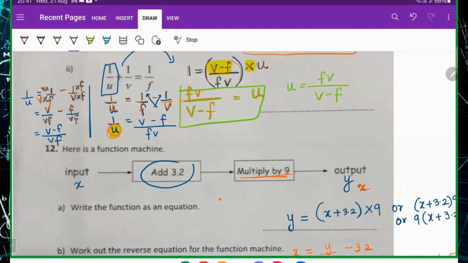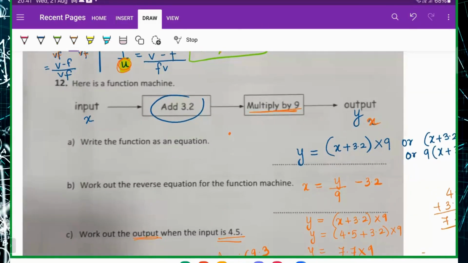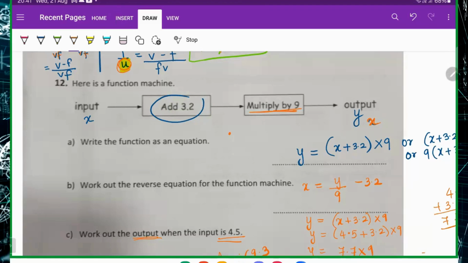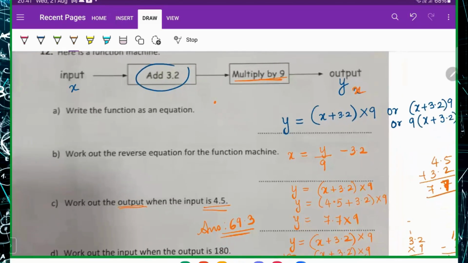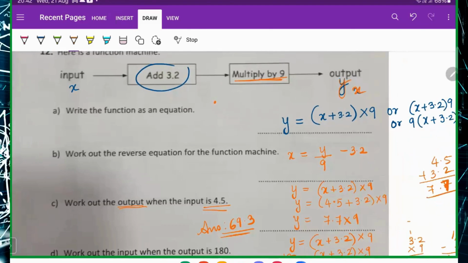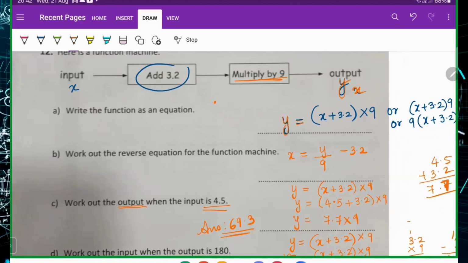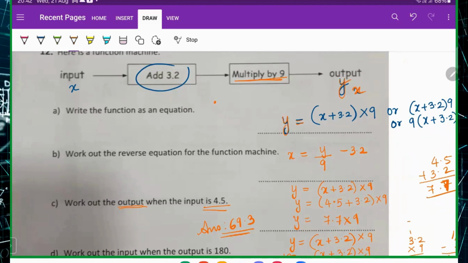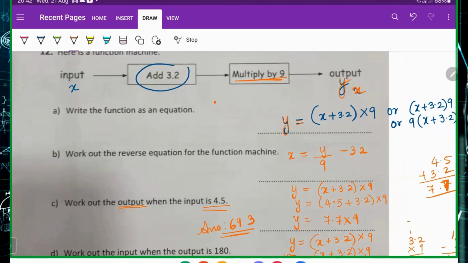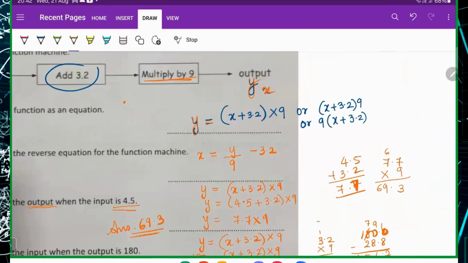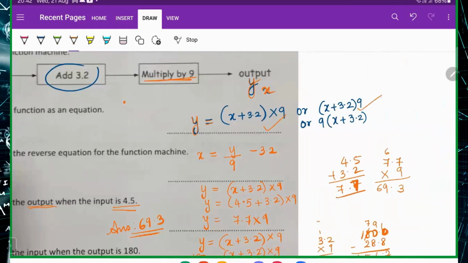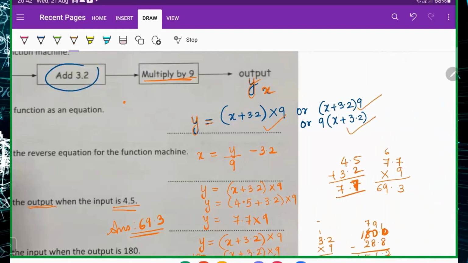Okay. Now it says here is a function machine. Input is x, add 3.2, multiply by 9, and you get the output. So write the function as an equation. So as an equation, what will we do? Your output is equal to, your y is equal to the x, you add 3.2. So it's going to be x plus 3.2, and then you're going to multiply the whole thing by 9. So you can either write it like this, or you can write it like this, or you can write it like this. It all means the same.